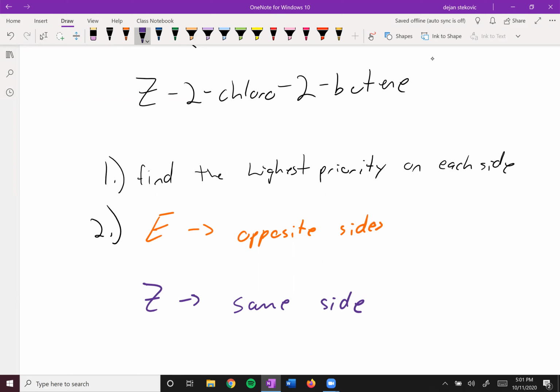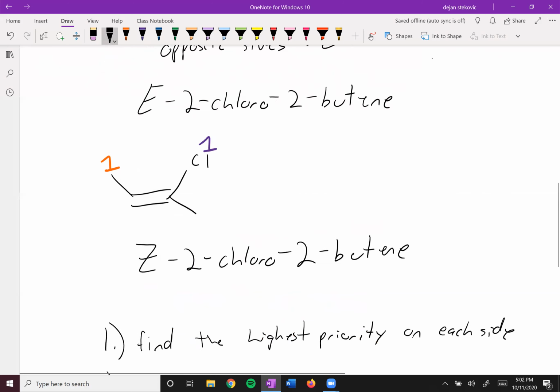I like to remember this as you could replace the S with a Z and it kind of sounds the same, right? So Z is "zame" or same. And then opposite, you can replace the O with an E and it still kind of says opposite. So that's just the way I like to memorize it, but you can memorize it any way you want to.